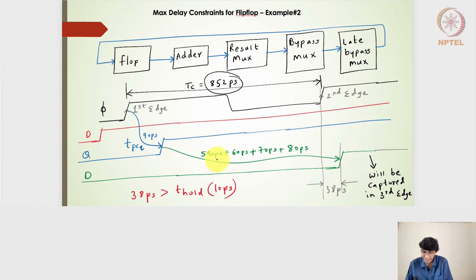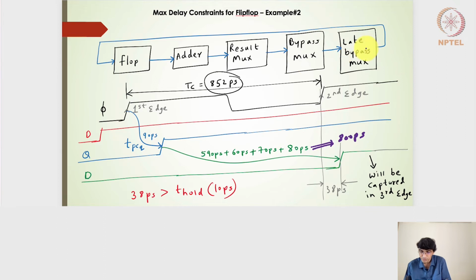D, it takes 90 here, the TPCQ from the flop, and then the combinatorial circuits' addition of the propagation delay, which will be 590 plus 60, which will be 650, plus 70 plus 80, which will be 800 picoseconds. So the total will be 800 picoseconds, right? So 800 plus 90 will be 890, and 852 is what the clock duration is.